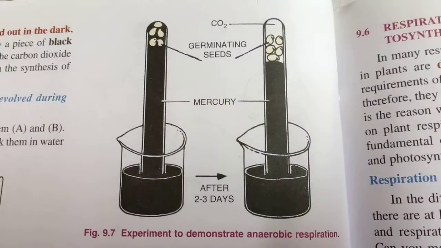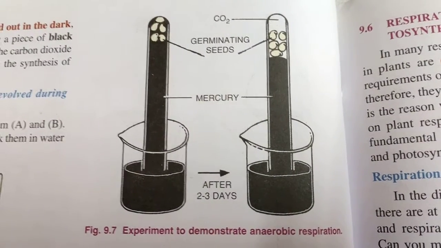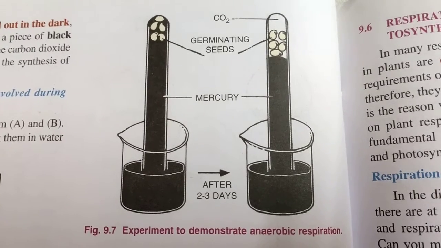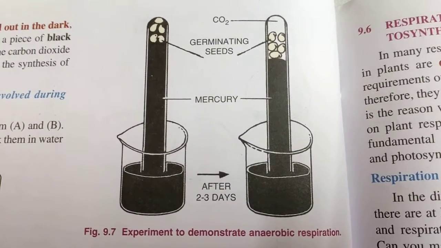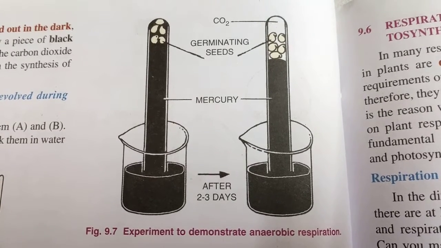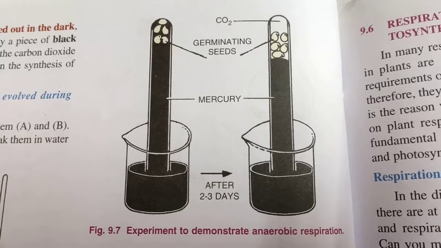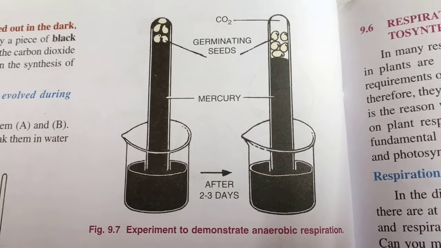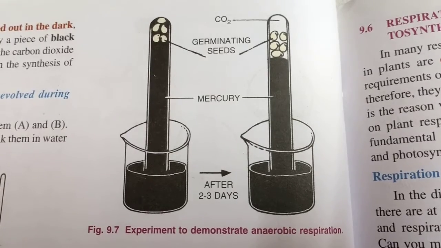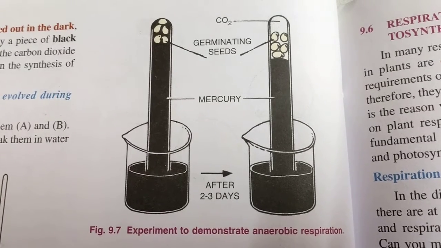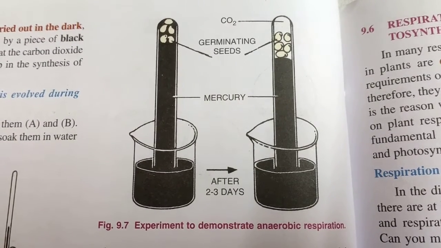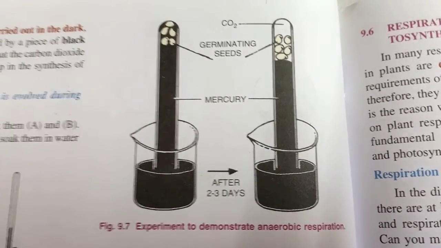The last experiment is to demonstrate anaerobic respiration. Take 8 to 10 soaked and peeled off peas and push them into the mouth of a test tube filled with mercury and invert it in a beaker of mercury. The seeds will float to the top and will be completely surrounded by mercury. The blackish portion is the mercury. After about 2 days, the level of mercury in the test tube will fall, and the liberated gas will be found to be carbon dioxide.